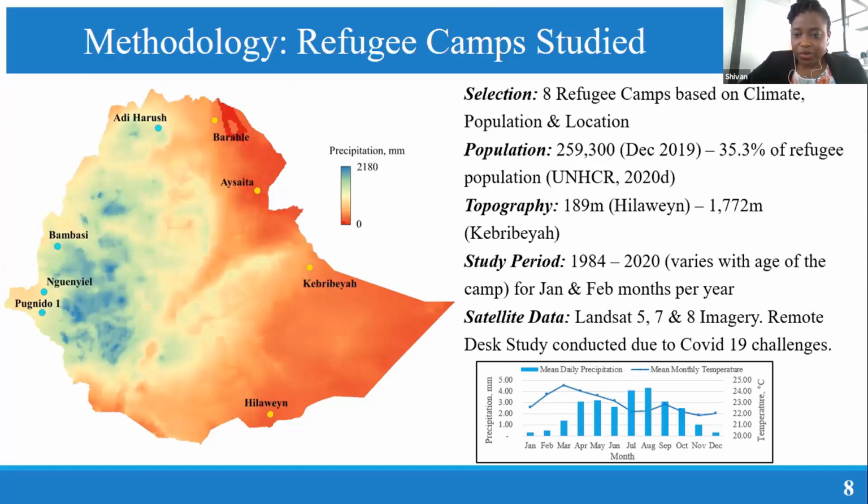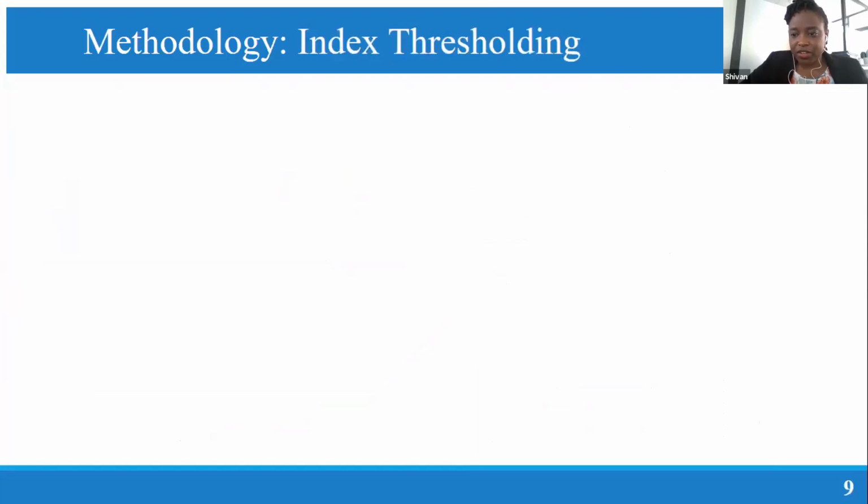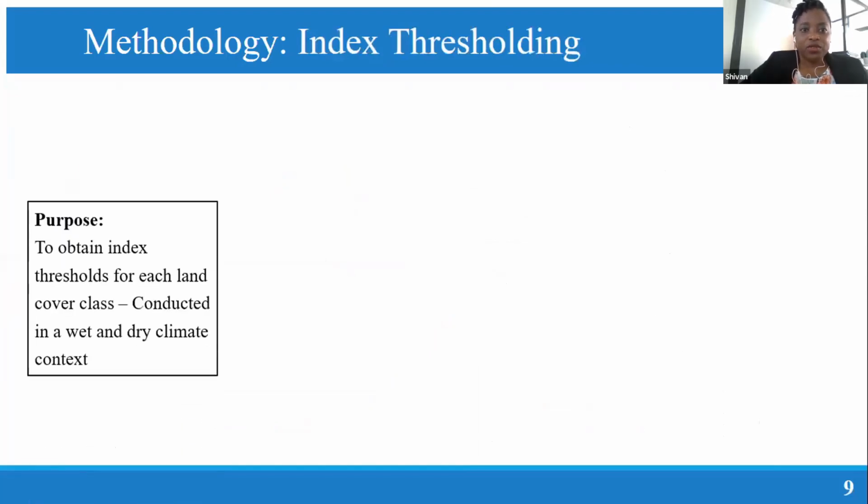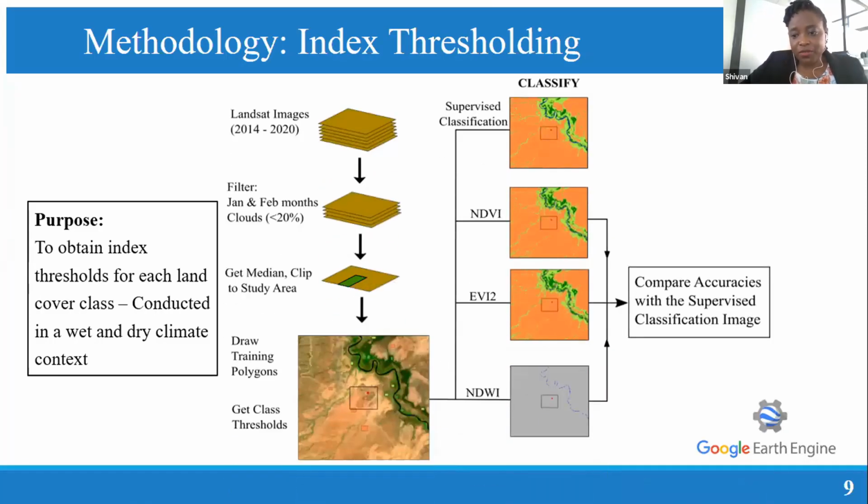The satellite data that was used is Landsat 5, 7, and 8 imagery, and a remote desk study was conducted, so there were no field studies or investigations done due to the limitations presented by the COVID-19 pandemic. So the first task was to set the index thresholds for each land cover class. And this was conducted in both the wet and the dry climate context.